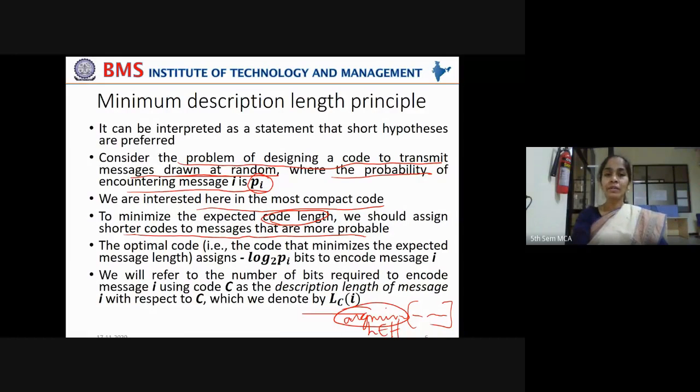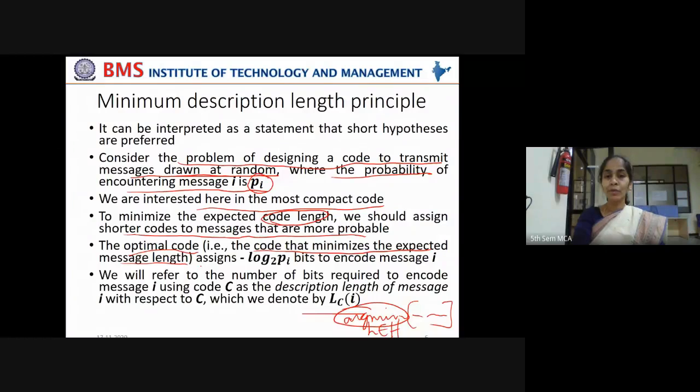Right, now this is one concept in information theory: assigning shorter codes to more probable messages. Now, the optimal code is the code that minimizes the expected message length. Optimal code means what here? The code that minimizes the expected message length. The message length can be brought down to be simpler and simpler in order to send it cost effectively. That is called an optimal code, which you prefer.